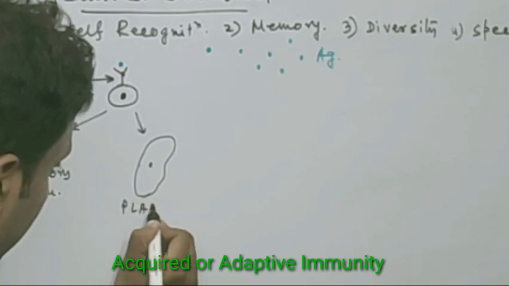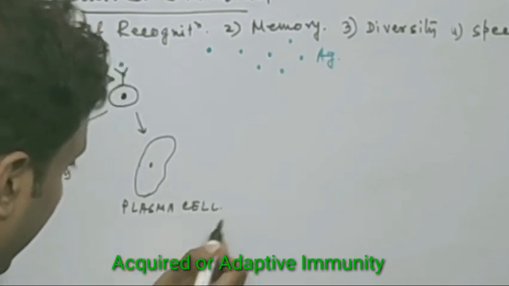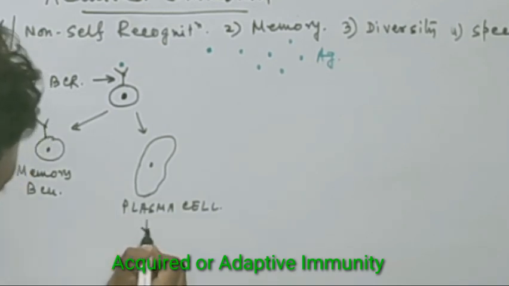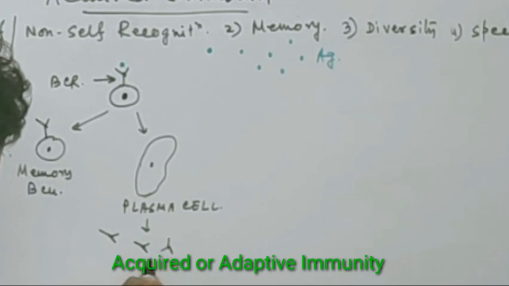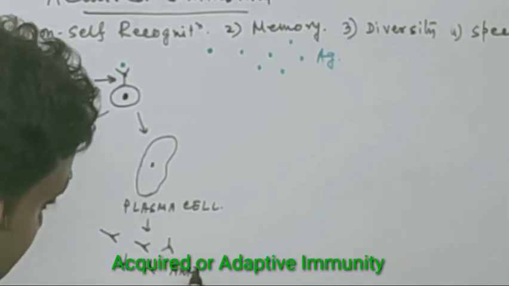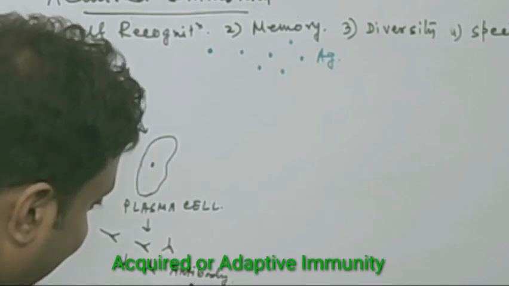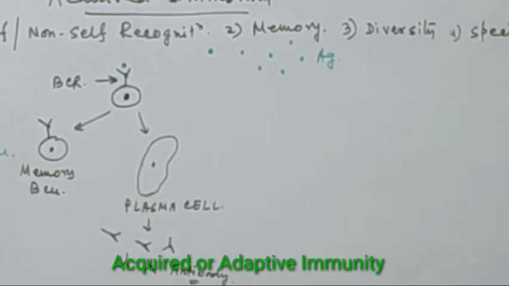This is very, very important: the plasma cell. This plasma cell will produce the Y-shaped antibody. They will secrete the Y-shaped antibody. Okay, so this is called antibody. The antigen is the foreign protein or the foreign pathogenic organism, whatever it is. The antibody is the glycoprotein which is produced against a particular type of antigen.